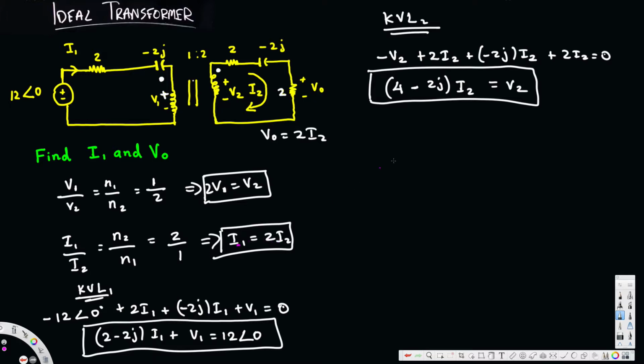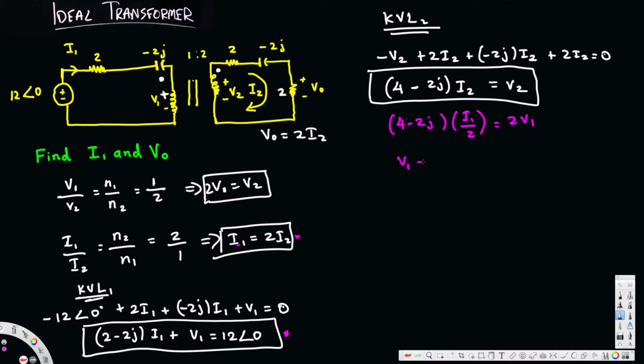So if I want to make everything in one unknown variable, because we have an equation here related to I1 and V1, and here we have an equation related to I2 and V2. If we can bring all of them in one unknown variable, we can solve one of them. So instead of this I2, I'm going to plug this equation, I2 is equal to I1 over 2. So this is going to be 4 minus 2j times I1 divided by 2, and instead of V2 we can plug 2V1. In that way we can solve for V1.